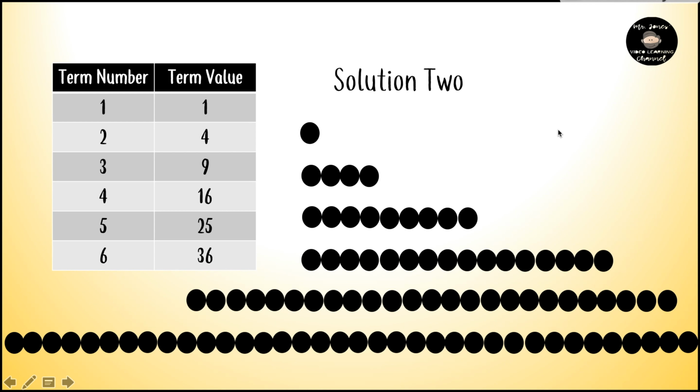So this is solution 2, and most of us came up with this solution or one very similar to it, where you took a shape and you made several rows or several groups of values, and each of those represented a different term. So term 1, the value of it is 1, so there's a single circle here. Term 2 is 4, so there are 4 circles, 9, 16, 25, and 36 for term 6.